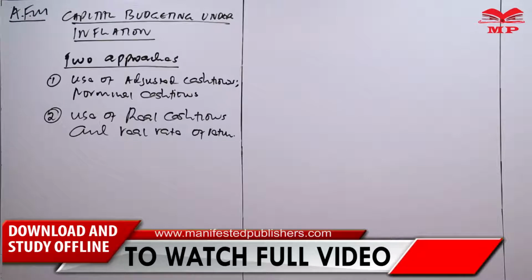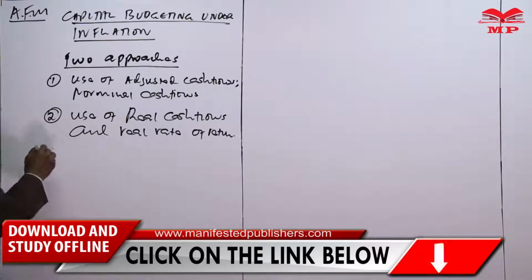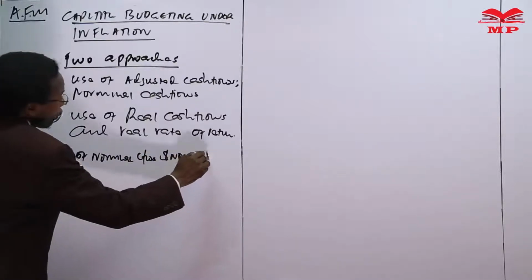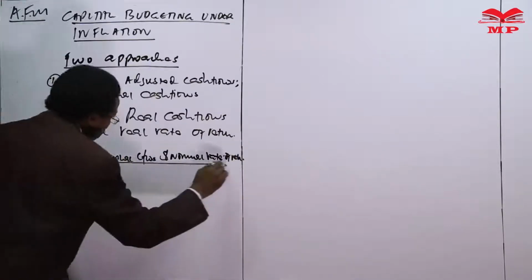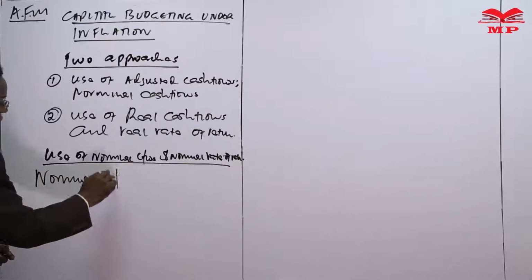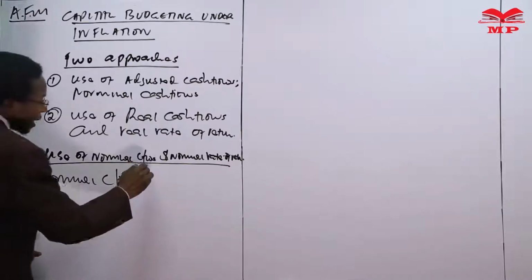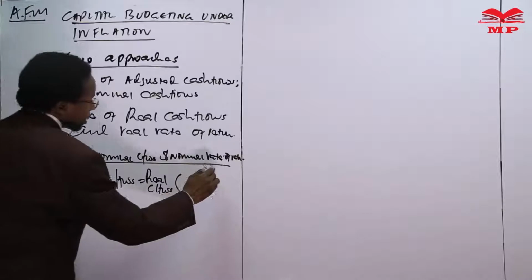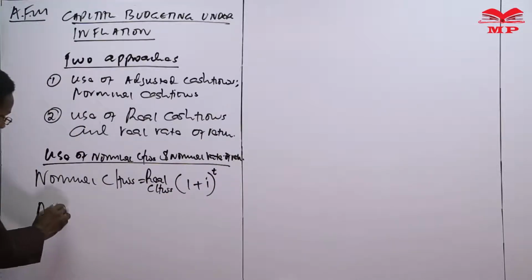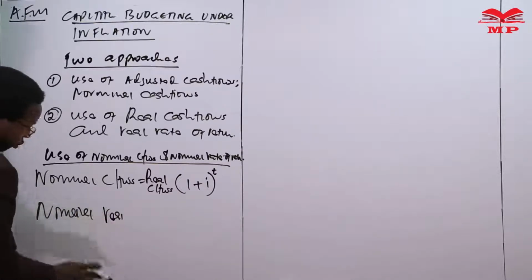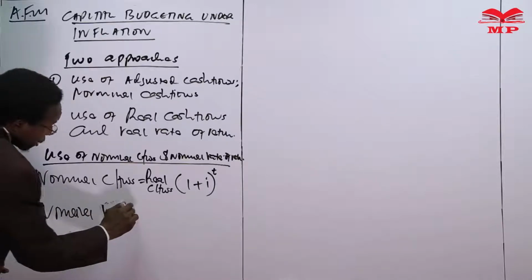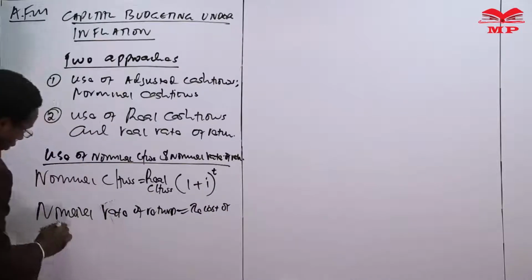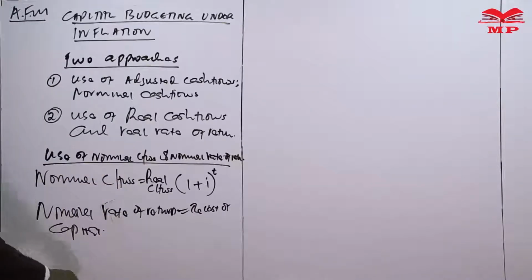Now, when we talk about the use of the nominal cash flows and nominal rate of return, what will be our nominal cash flows? The nominal cash flows will simply be the real cash flows times 1 plus the inflation, to the power of time t. That is the nominal cash flows. What is the nominal rate of return? The nominal rate of return is simply the required rate of return, that is the cost of capital. That is the nominal rate of return.